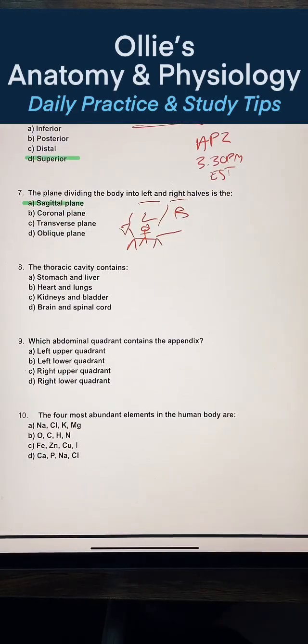Number 8, the thoracic cavity is going to contain what? What organs are these going to contain? A, B, C, or D?